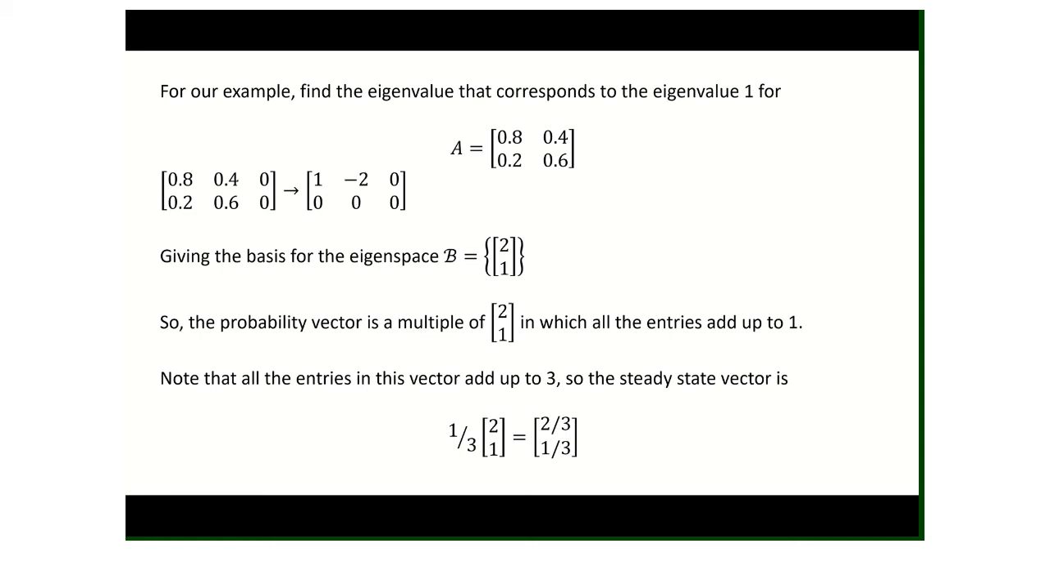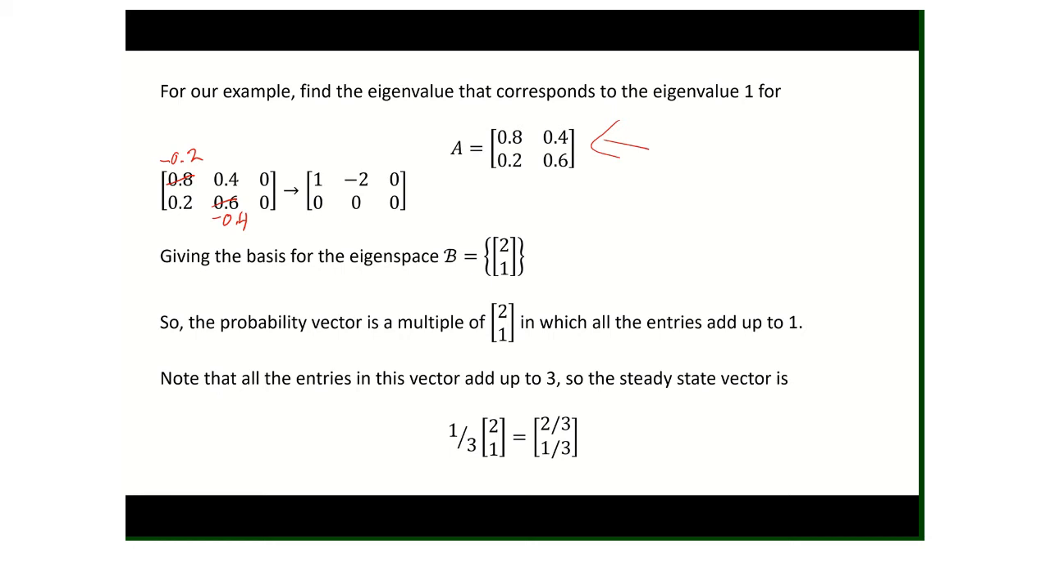So for instance, here's our example. We have our matrix A for the problem that we just did. So we're looking for the eigenvalue that corresponds to it. And I miswrote this. This should be minus 0.2. That should be minus 0.4 there. Again, you work with the matrix A minus 1I for the eigenvalue of 1.